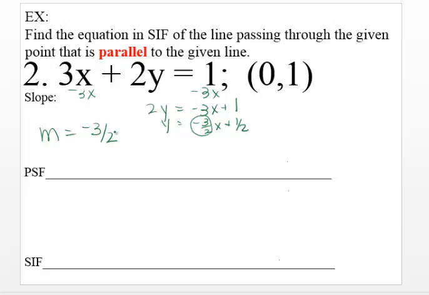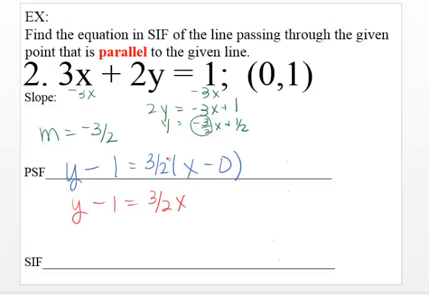I'm going to write this in point-slope form using the point that's given. Y minus my y-coordinate, 1, equals 3 halves times x minus my x-coordinate. So there's my point-slope form. And then I'll go ahead and put it in slope-intercept form. So I'll distribute first. 3 halves x, 3 halves times 0 is 0. Add 1 to both sides. I get y equals 3 halves x plus 1.